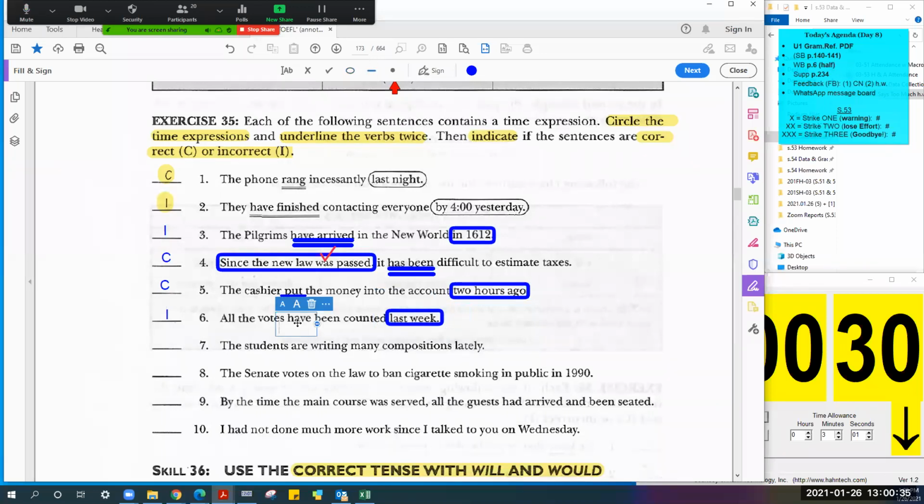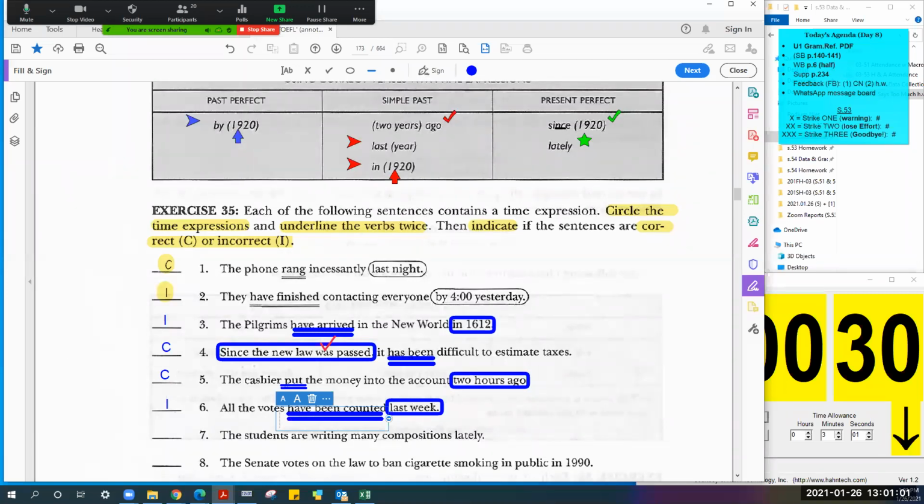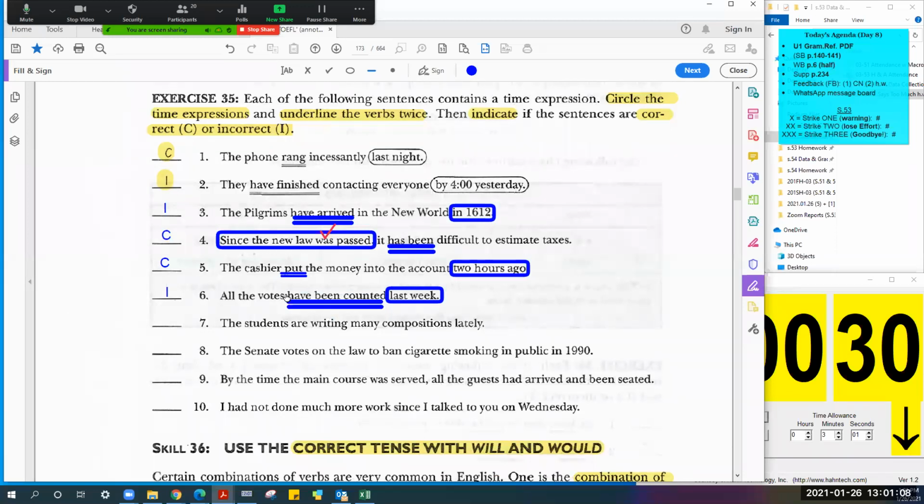Have been counted. Good job. Have been counted. What tense is it? Guys, what tense is it? Present perfect passive. Yeah. Can I use the present perfect for last week? No. So it's incorrect.